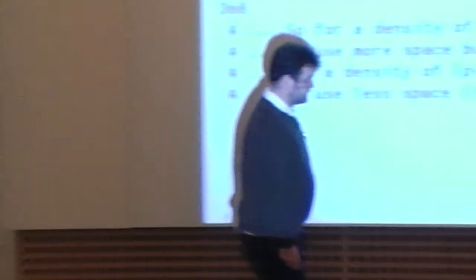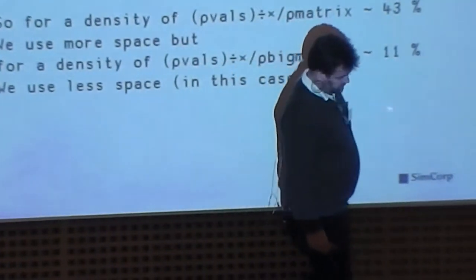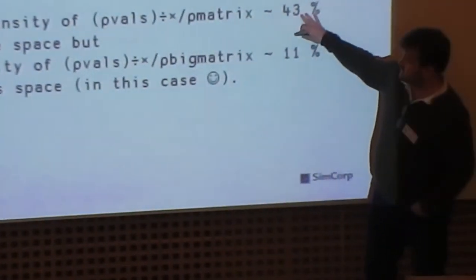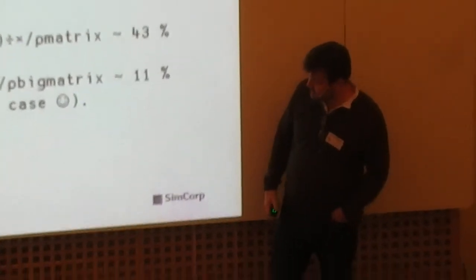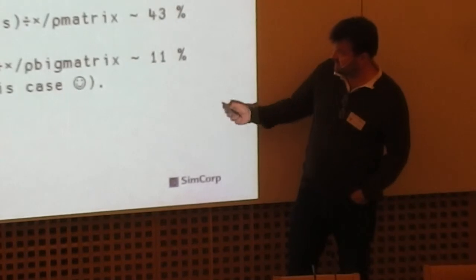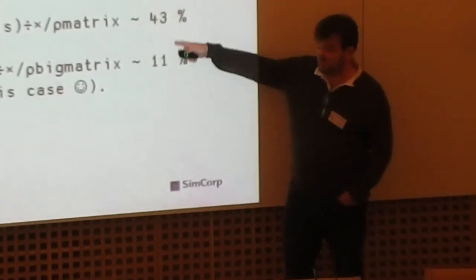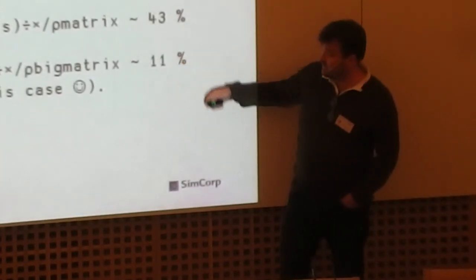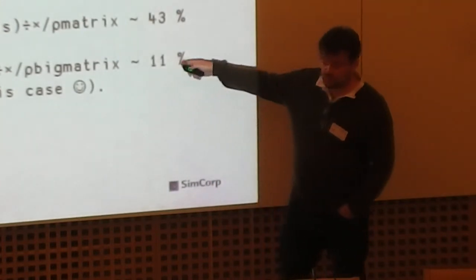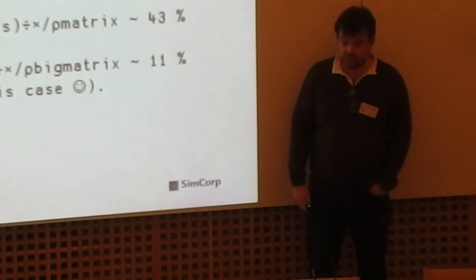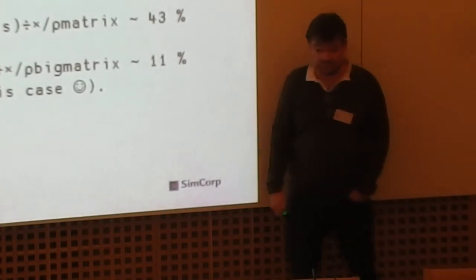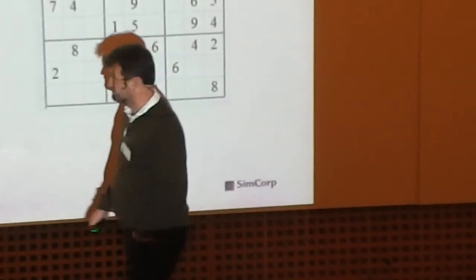So remember I talked about the 43%. This is the density of the original matrix. And the density of the big matrix, the 4 times, is 11%. Kind of like this divided by 4, I think. So in the case where you have 11% values different from 0, this makes sense from a space point of view.